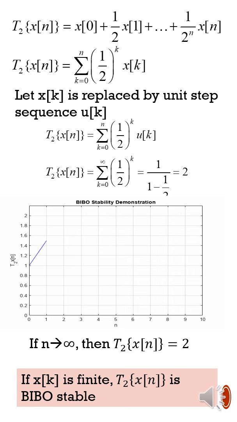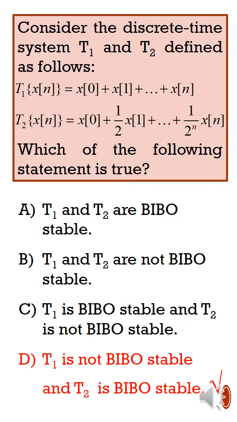Based on our analysis, T1 is not BIBO stable and T2 is BIBO stable. Therefore, the correct statement is: T1 is not BIBO stable and T2 is BIBO stable.